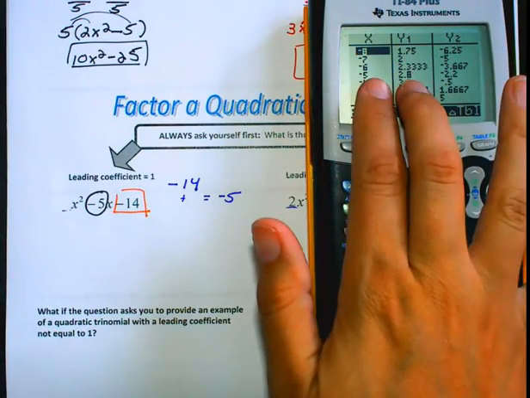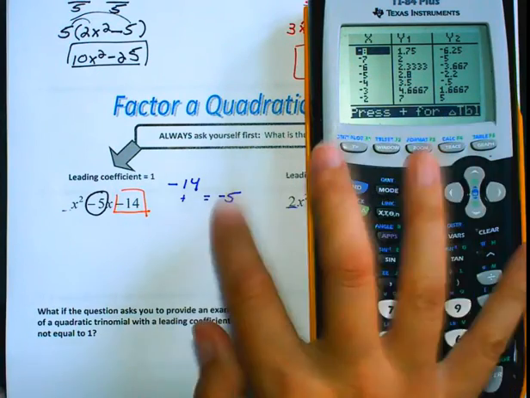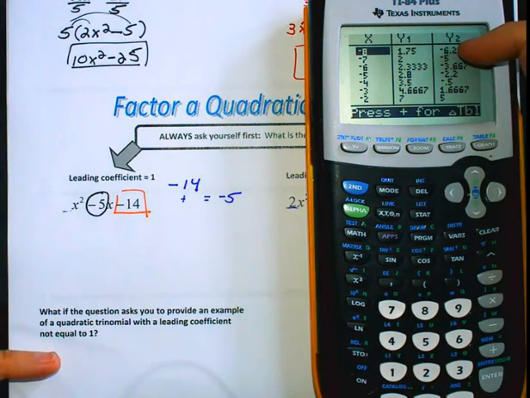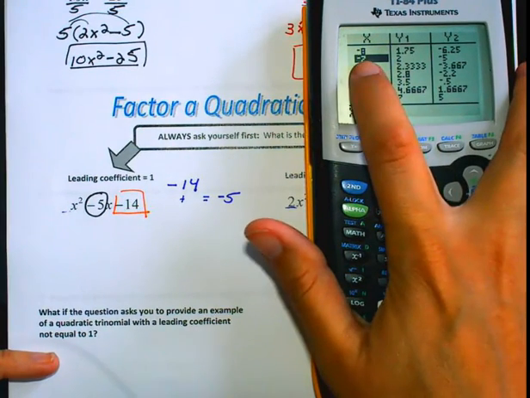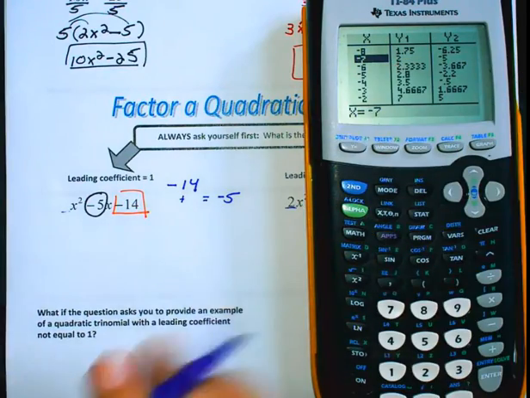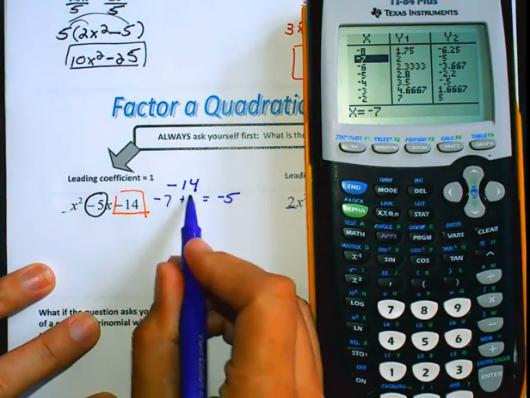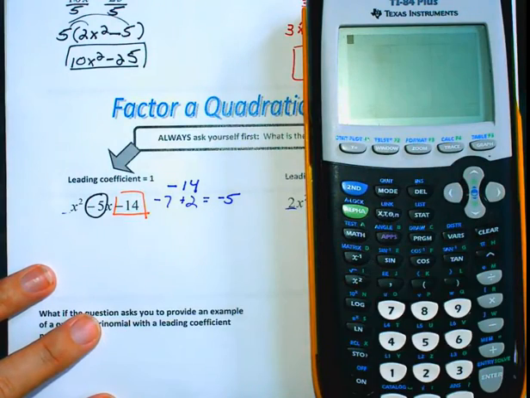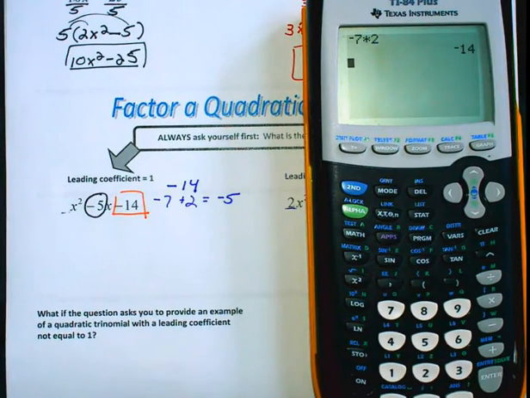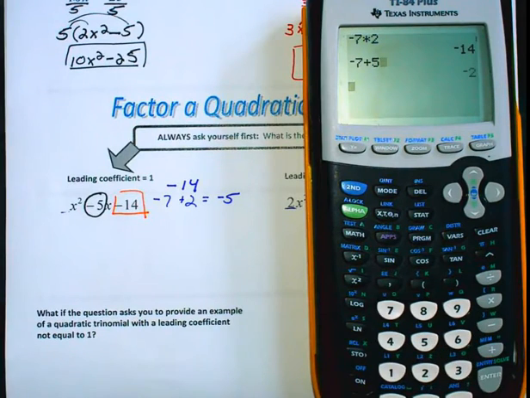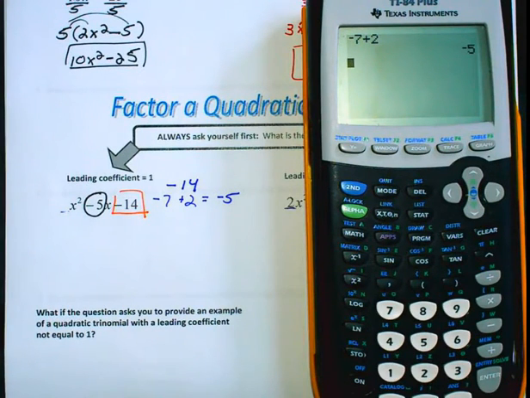All right, so we know that these two columns multiply to negative 14, but I'm looking in this third column, the y2 column, for negative 5. And I see negative 5 here. So I know negative 7 and 2. Now let's just double check to make sure that the calculator did it correctly. Negative 7 times 2 equals negative 14. Negative 7 plus 2, sorry about that, negative 7 plus 2 equals negative 5. That's exactly what we wanted.